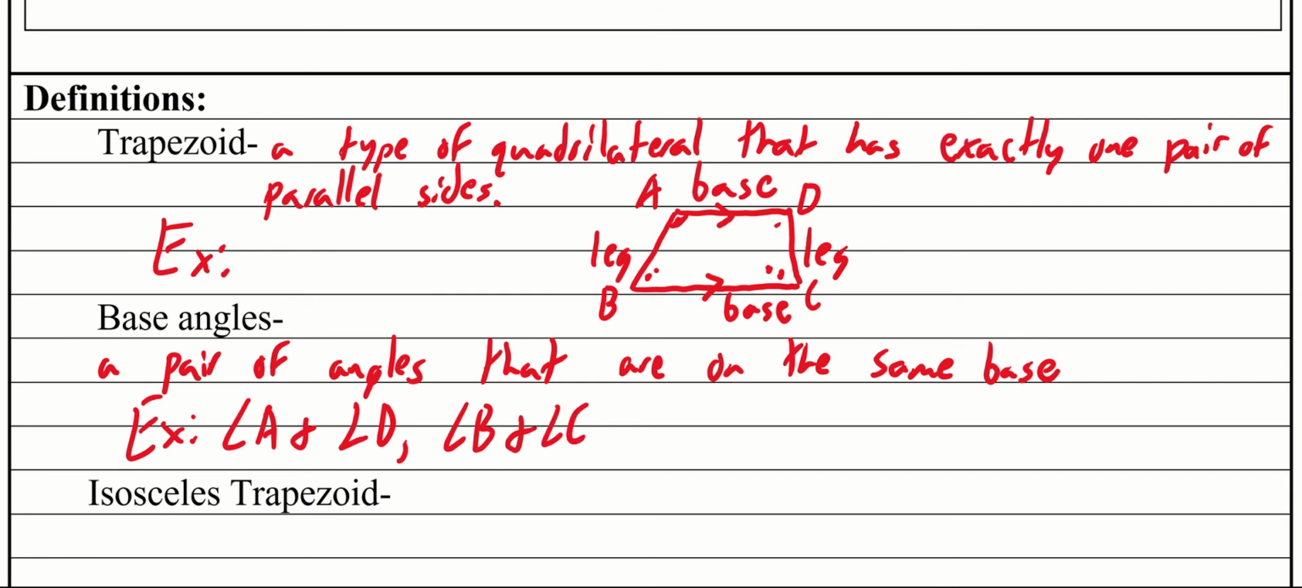And we'll talk about what we know about them here in just a minute, but I just want you to understand what that term means when I use it. Okay, angles that are on the same base. Notice D and C would not be base angles, and A and B would not be base angles, because they're both on the same legs, but not on the same base.